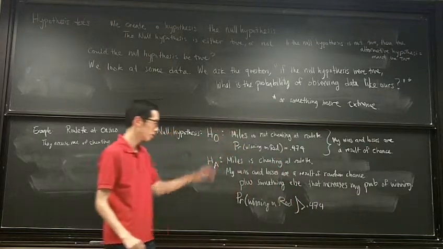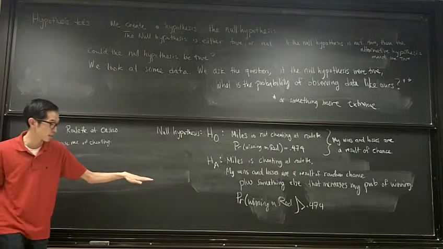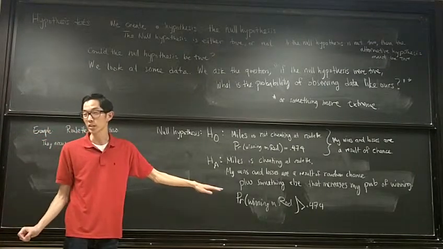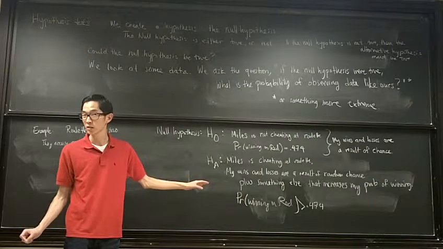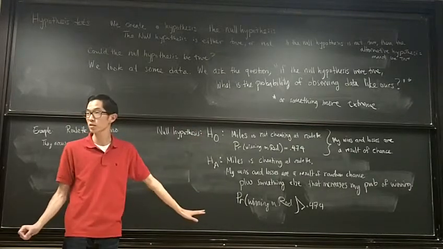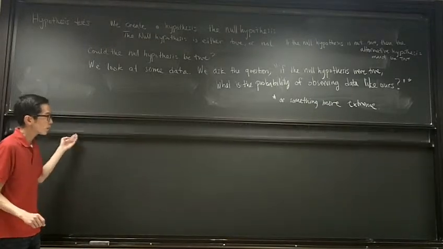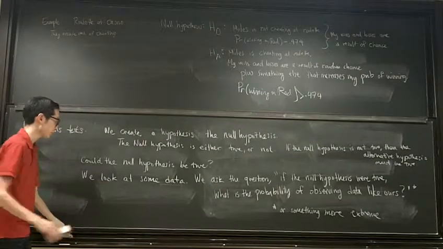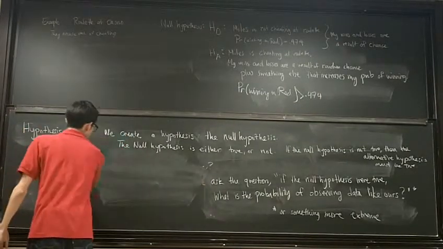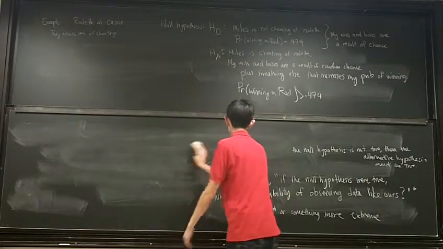We don't know what it is, but we're just saying if I'm cheating, then I've done something so that my probability of winning on red is higher than 0.474. Okay. Does that make sense? Okay, so this is what we've set up in our heads. And so this is how the hypothesis test would go.